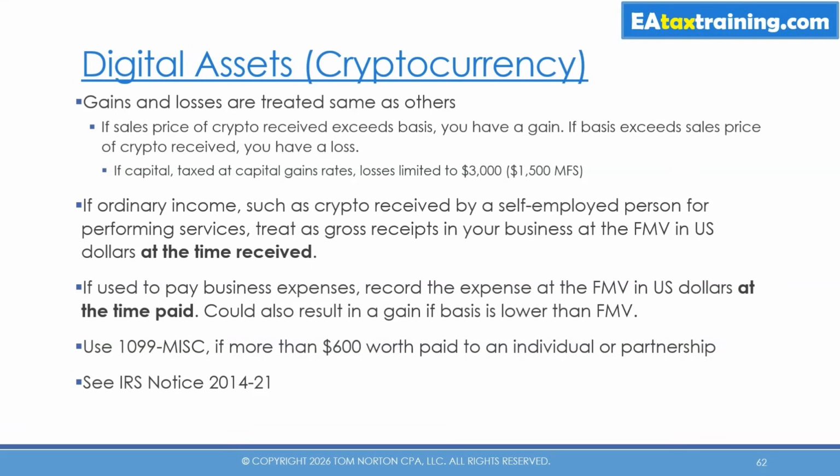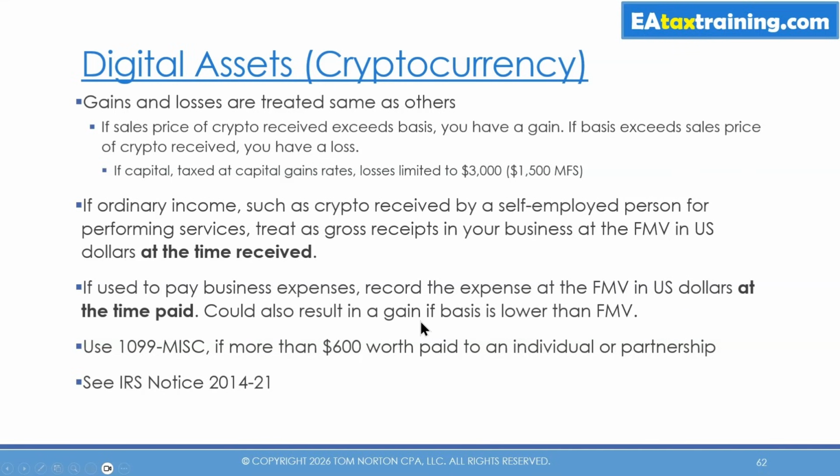If it is ordinary income, such as crypto received by a self-employed person for performing services, treat that as gross receipts in your business at the fair market value in US dollars at the time it was received. So when that customer gave you that crypto in exchange for the services that you performed, what was the fair market value on that date? That's the amount you report on your tax return. Similarly, if you use crypto to pay expenses, you use the fair market value at the time that you made that payment.